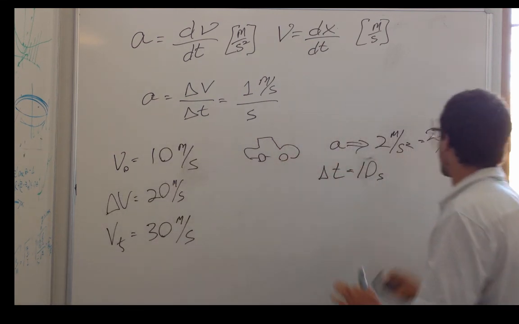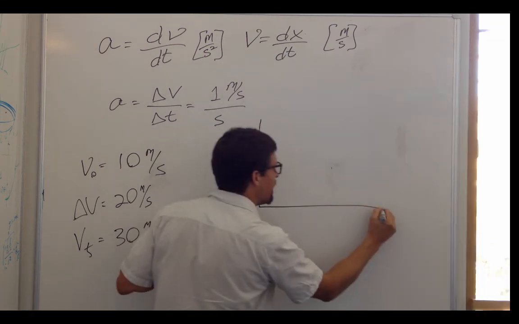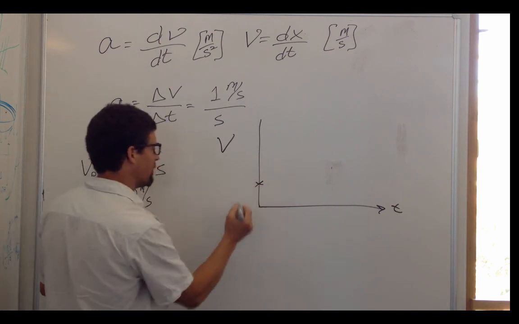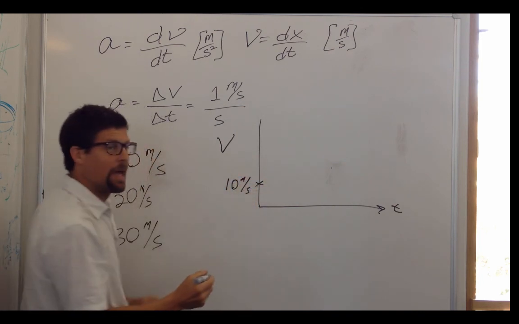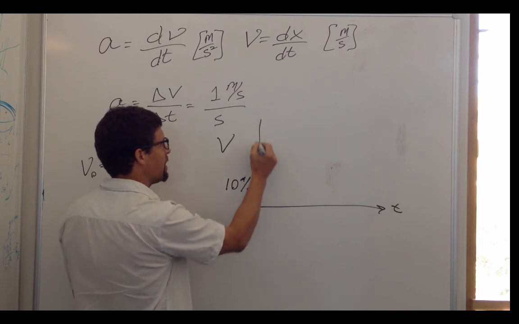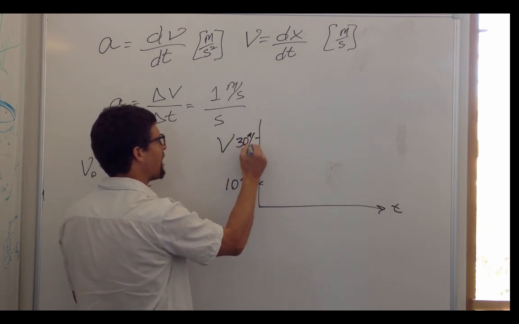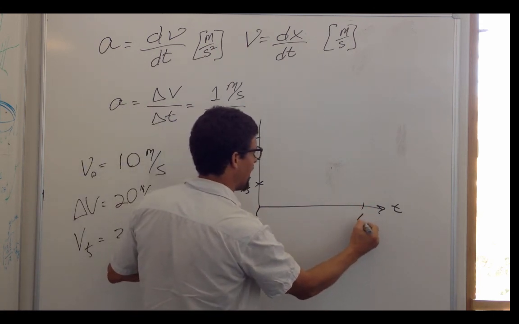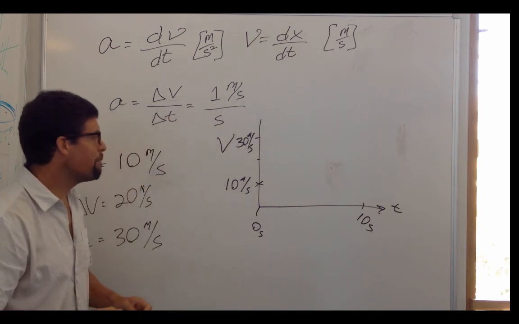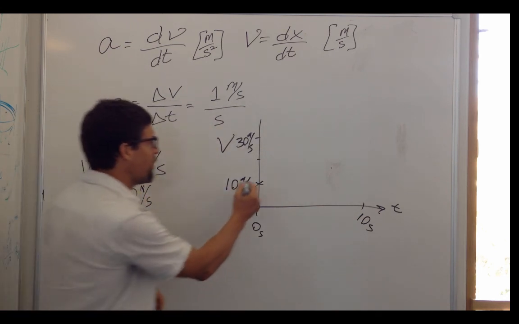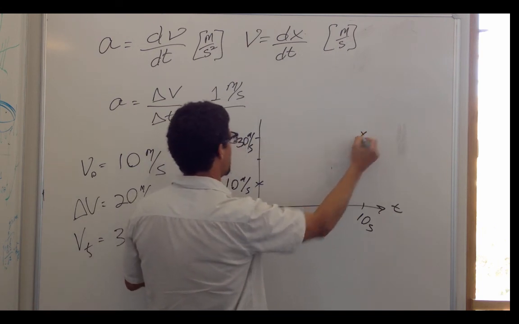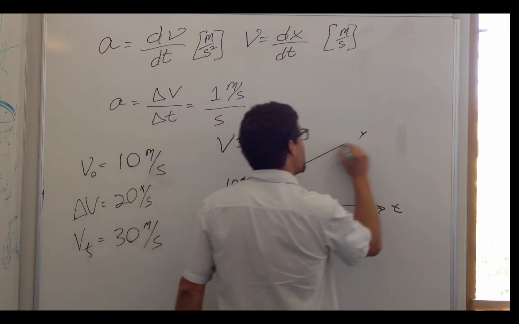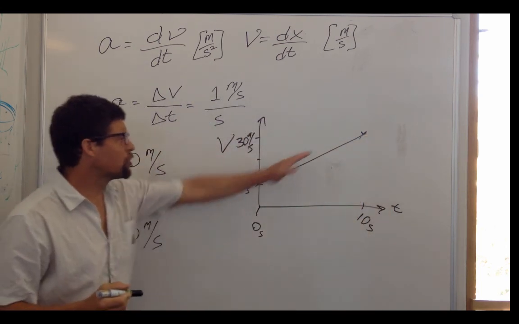Now, this is pretty interesting, so I want to graph it. Here is time, and here is my velocity. I start at 10 meters per second, and I finish at 10, 20, 30 meters per second. This goes from 0 seconds to 10 seconds. All right? Now, I start here, I finish at this velocity. So I'm graphing my velocity versus time. And my speed increases. Now, should it be a straight line?